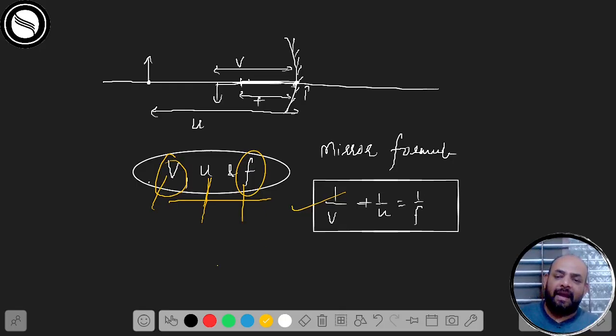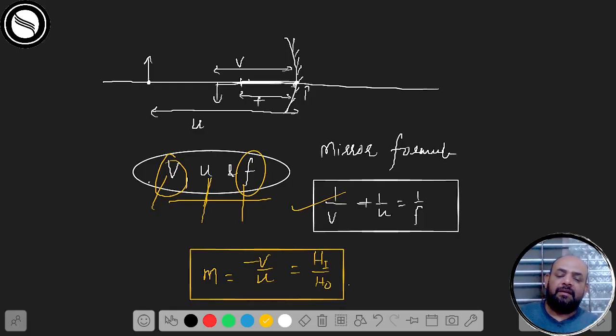And for magnification, we have the formula minus v by u. General magnification is height of image by height of object. This is the meaning of magnification. So magnification is height of image by height of object, and this is equivalent to minus v by u. Minus sign will come.